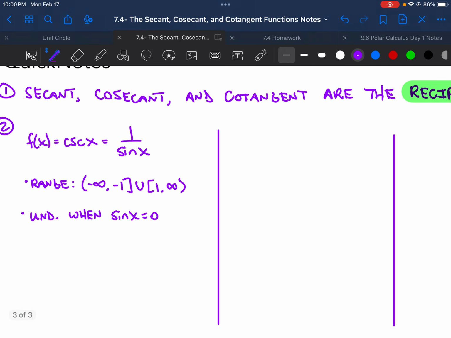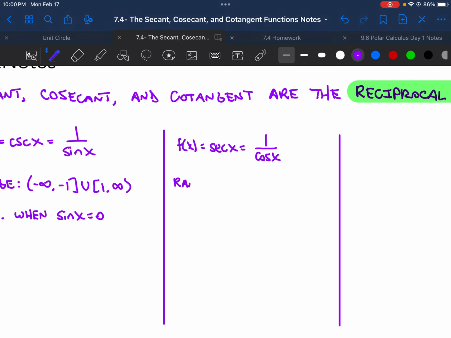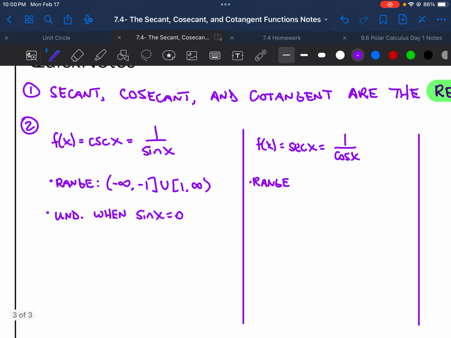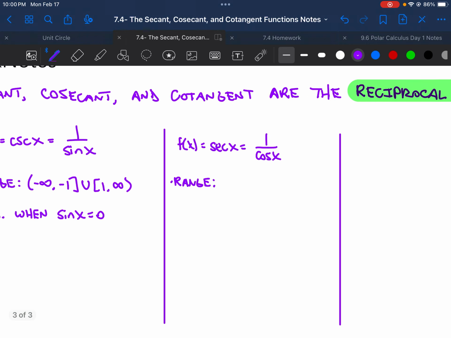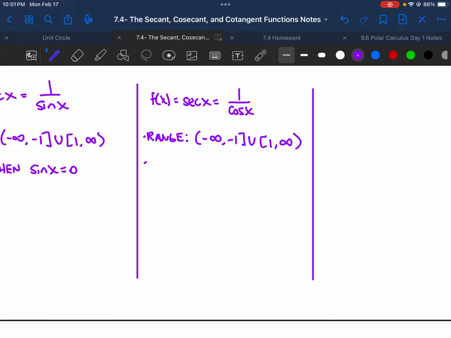All right. Next, let's look at secant. F of x equals secant of x is the same thing as 1 over cosine of x, since secant and cosine are reciprocals of each other. The range here is the same as cosecant's range, negative infinity to negative 1, union 1 to infinity. No brackets on infinity, 1 to infinity. And secant is undefined when cosine of x equals 0.